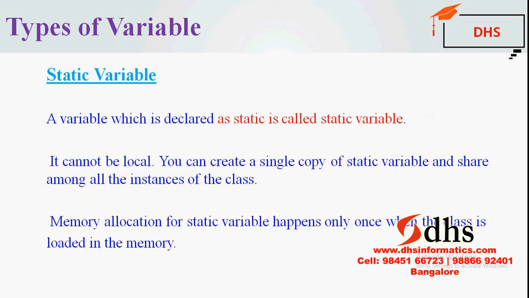A variable which is declared as static is called a static variable. This is a global static variable. It cannot be local. You can create a single copy of a static variable and share it among all the instances of the class. Okay, for static and non-static variables, we'll discuss now.